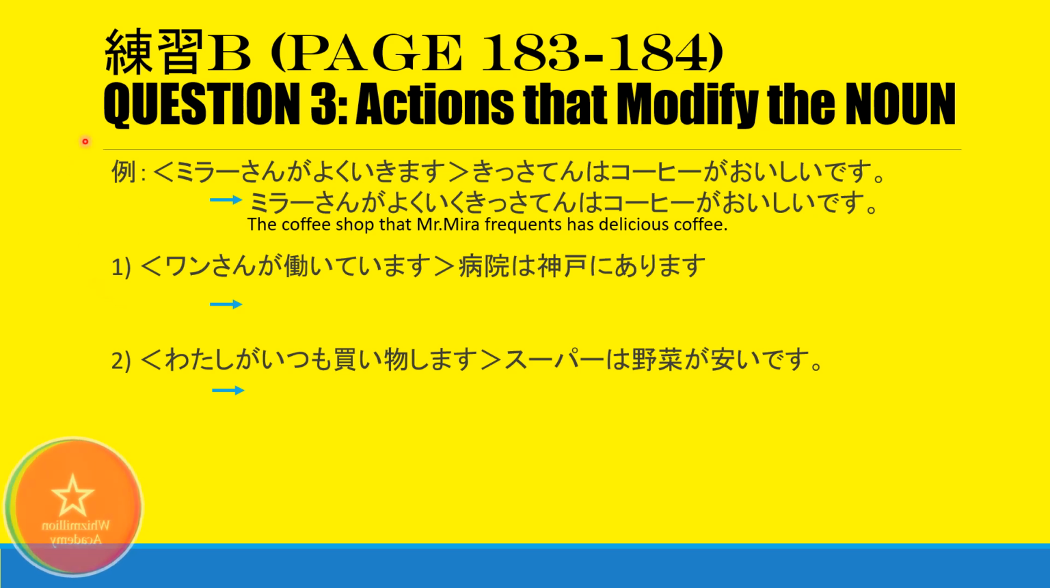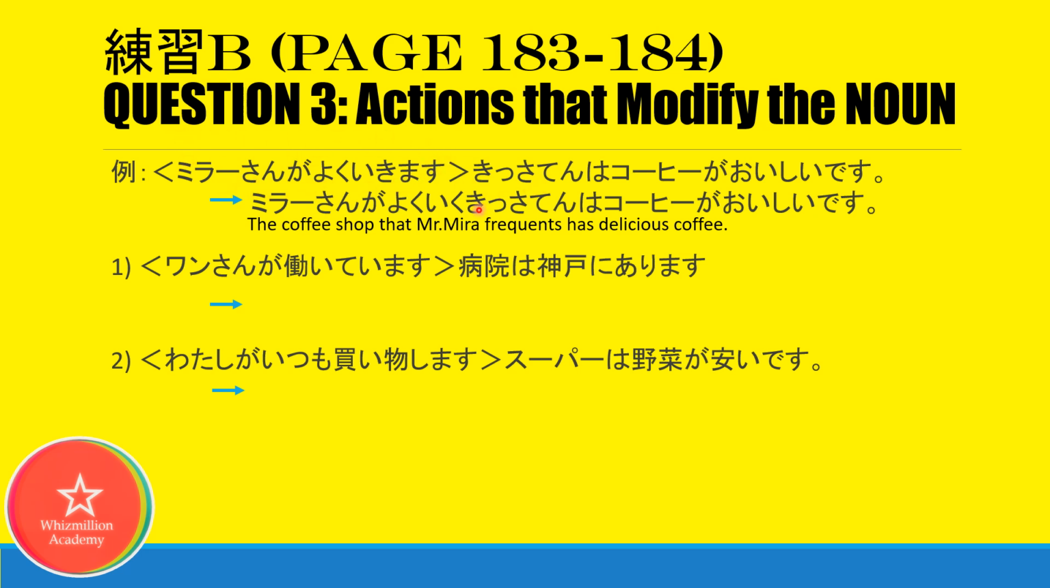Okay. For question number 3, we are learning how actions can help to modify the noun. Once again, modify the noun means describe the noun. How actions can help to describe the noun. Okay, let's look at example 1. Mira-san ga yoku ikimasu. Mr. Mira often goes to. So this is the action word.